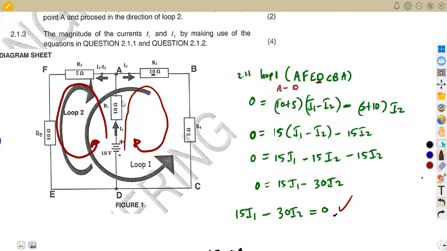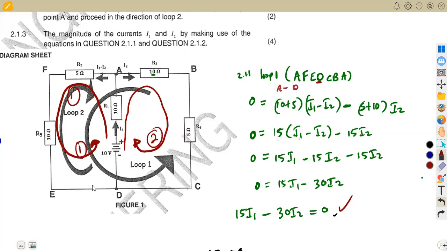If you find time, I want you to try the same question in this opposite direction that I'm indicating right now. You can indicate this as your loop 1, which is from A to F to E to D back to A. So this voltage is going to be taken as a positive as you go up. The same with this part. So this is your loop 1, this is your loop 2.